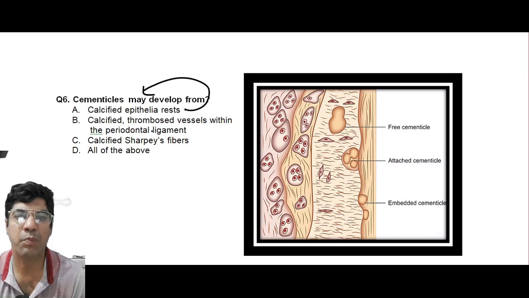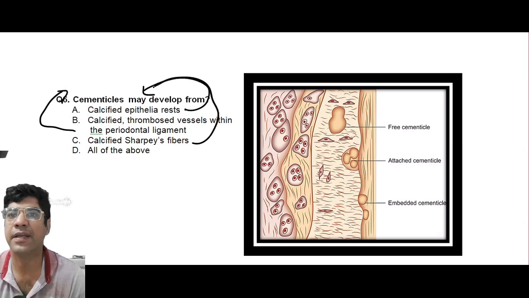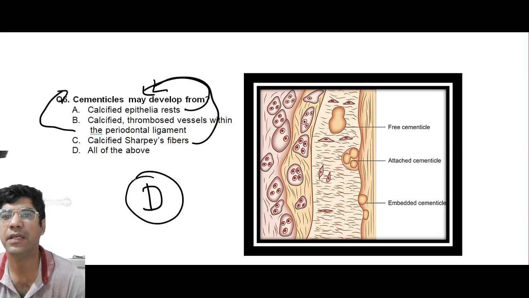The calcified thrombosed vessels within the periodontal ligament can lead to formation of cementicles. Calcified Sharpey's fibers. Sharpey's fibers are the collagen fibers that anchor the periodontal ligament to the cementum and the bone. So if these fibers become calcified, they can contribute to formation of cementicles. So answer is D, all of the above.